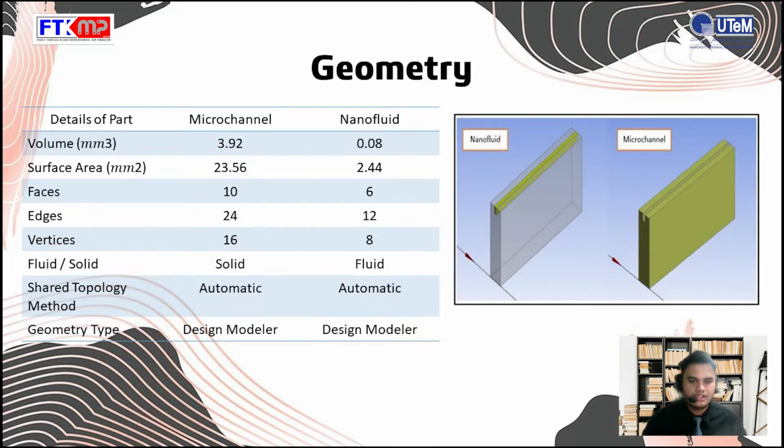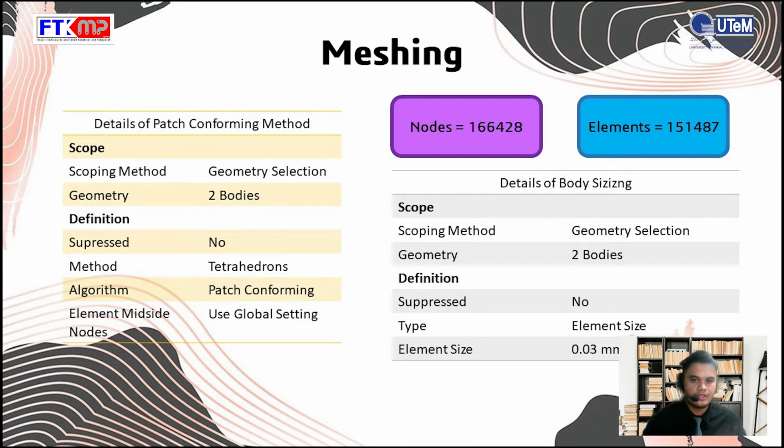So the geometry, as you can see in the figure, the left side is the nanofluid and the right side is the microchannel. The microchannel is determined as solid, and the nanofluid is determined as fluid. Next, we go to the meshing.